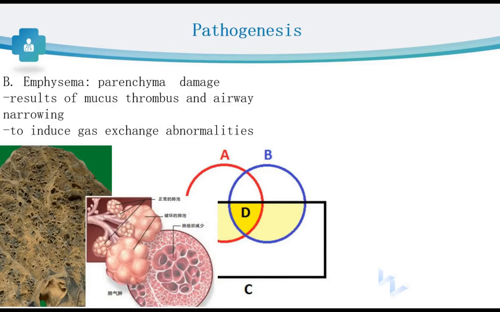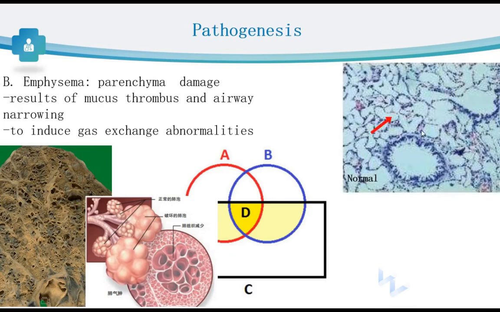B. Emphysema. Emphysema is the result of mucous thrombus and airway narrowing. Let's look at this picture. We can see here, those feriform changes are the emphysema. And what does it look like under the microscope? Let's look at this picture.